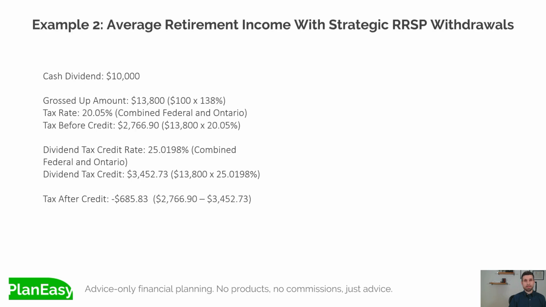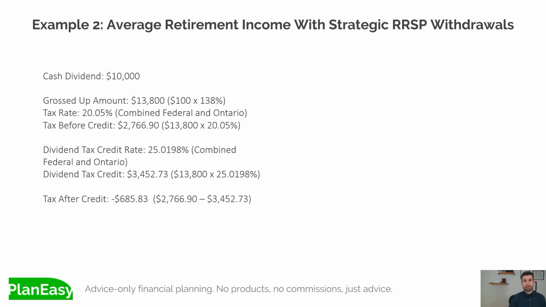Now let's take a look at our second example, which is average retirement income. So we've got maybe a little bit of pension income, CPP, old age security, maybe there's a bit of an RRSP, TFSA, and a little bit of money in a non-registered account that's producing $10,000 a year in dividend income. So we've got Canadian dividend income, $10,000 a year. Again, it gets grossed up. So we've got the gross up here, the first step in the calculation, and then we get the tax credit down below, and this leads to a negative tax rate.